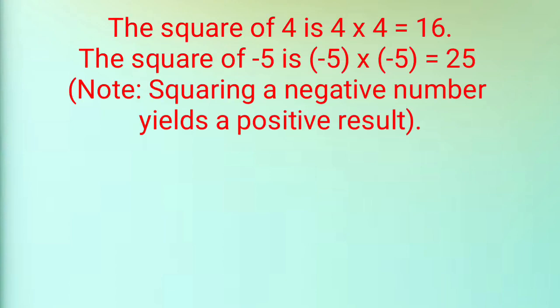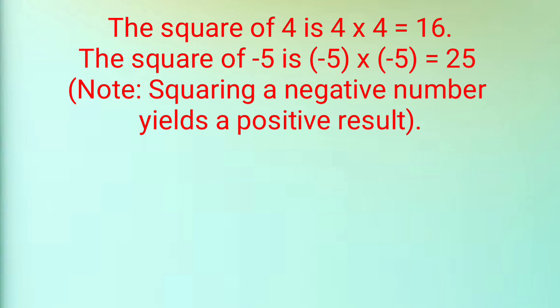Squares. The square of a number is the result of multiplying that number by itself. In other words, squaring a number is the process of raising it to the power of 2. For example, the square of 4 is 4 x 4 equals 16. The square of minus 5 is minus 5 x minus 5 equals 25. Note, squaring a negative number yields a positive result.